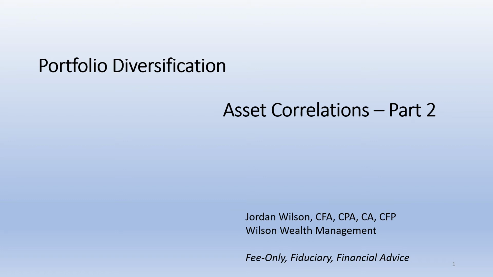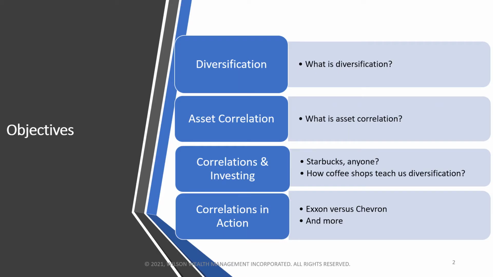Today we're going to take a look at part 2 on asset correlations. In part 1, we covered what is diversification, what is asset correlation. We looked at a common sense type view of asset correlations using Starbucks as an example. Today we're going to finish off by looking at more of a finance investing example of correlations in action.